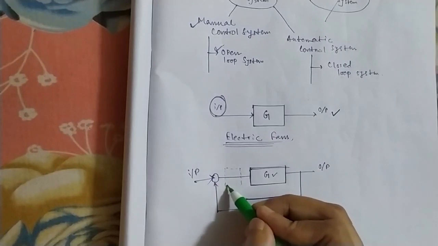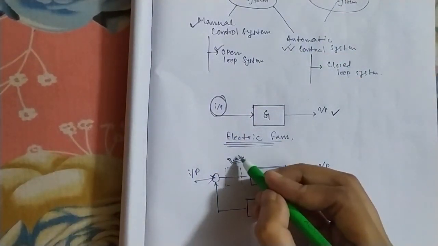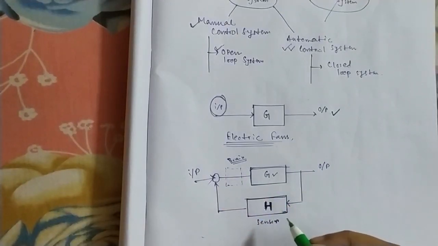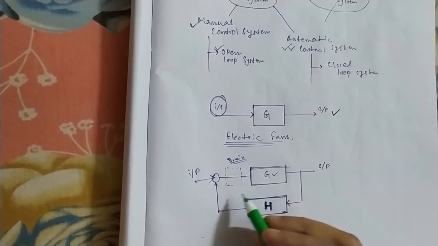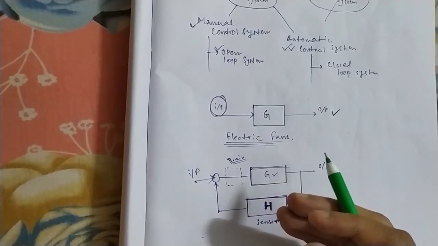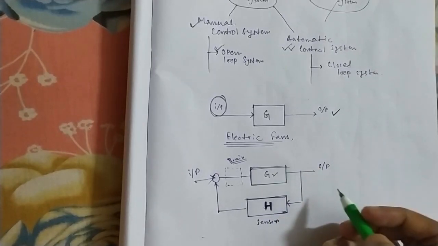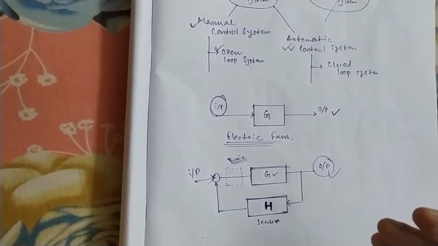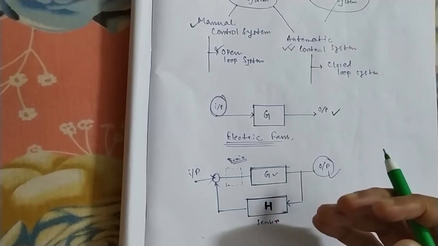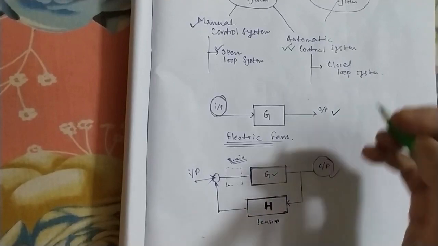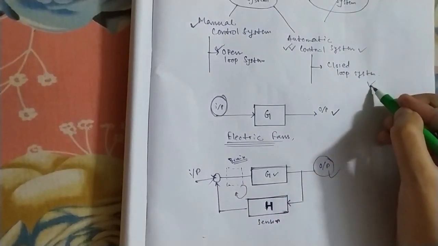Here is the comparator, which is known as the brain of the system. Any type of automatic control system always has a brain, and this brain is our comparator. The brain compares the sensor output and the input, and after comparing, it decides if the input has to be decreased or increased to get my desired output. So this type of control system is automatically controlled to get the desired output. That is why it is known as an automatic control system. And as there is a closed loop in this type of system, it is known as a closed loop system.